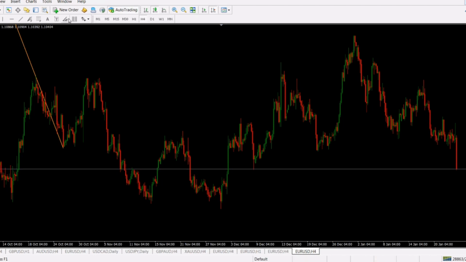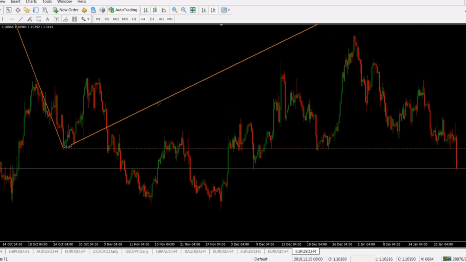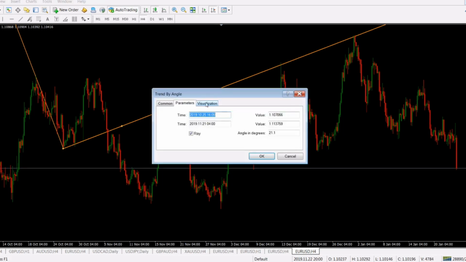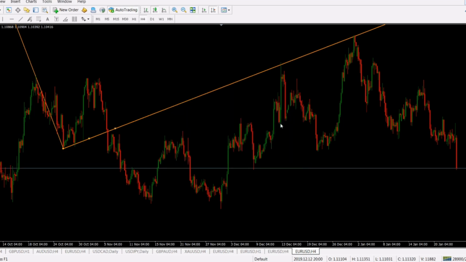Let's draw a line of 21 degrees, another trend line from exactly this point. We got 21.1. Okay, let's make it exact, 21.0. As you see, we found the place where the market responds to this line. So we've got one point here and one here. Nothing special, you say. Okay, let's go further.